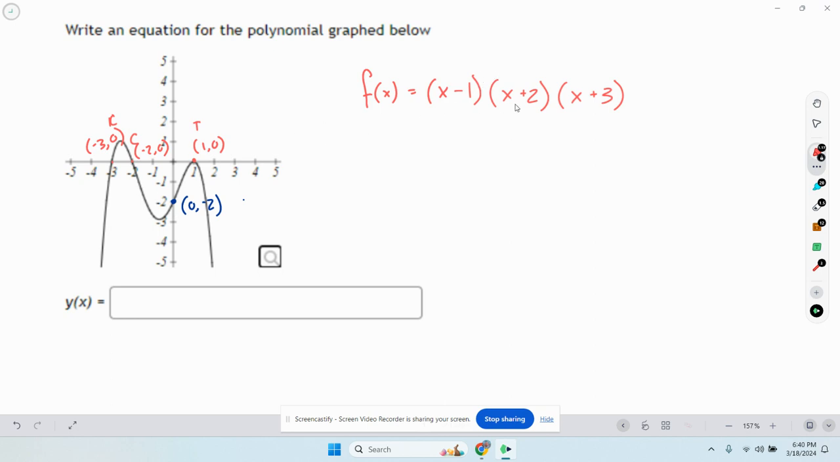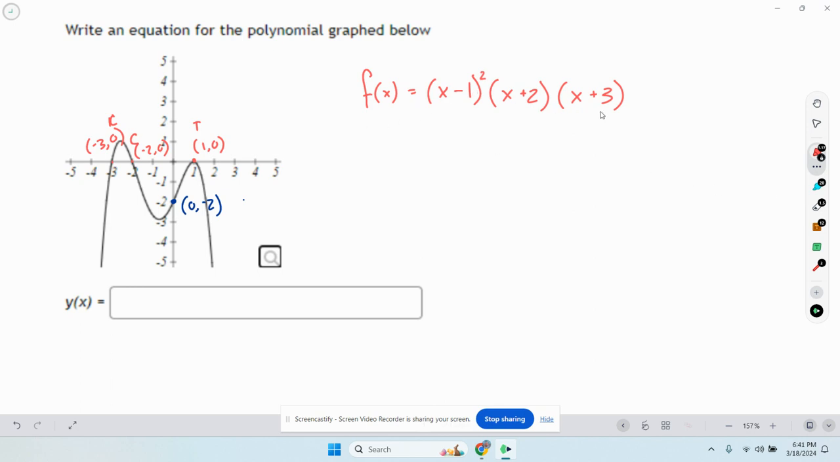So for the intercept at -3, it's either going to be x plus 3 to the first, or x plus 3 to the third or the fifth, some odd number. Just for argument's sake, we'll let it be 1. So this is going to be to the first. And the same is true for (-2, 0): x plus 2 shows up one time. Since I have a different situation here where it touches the x-axis, that means this factor is going to show up an even number of times. So I'll write that as x minus 1 squared.